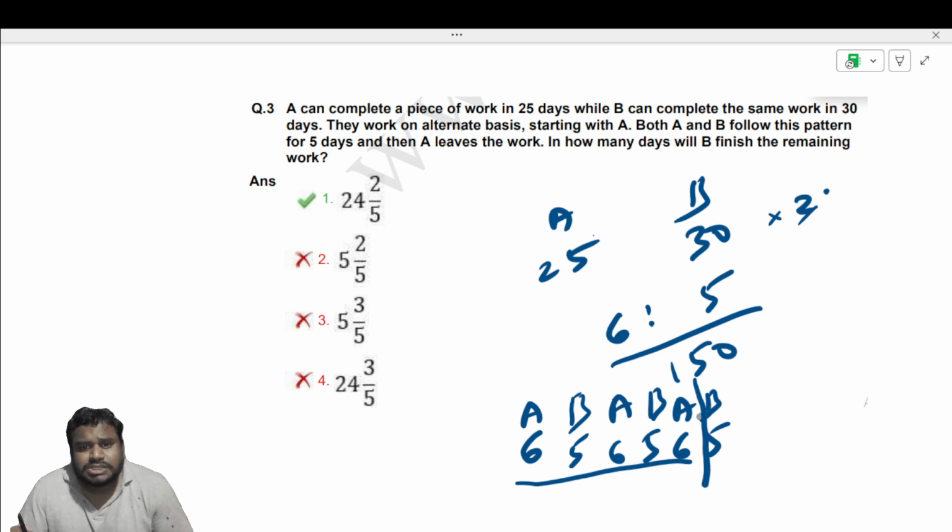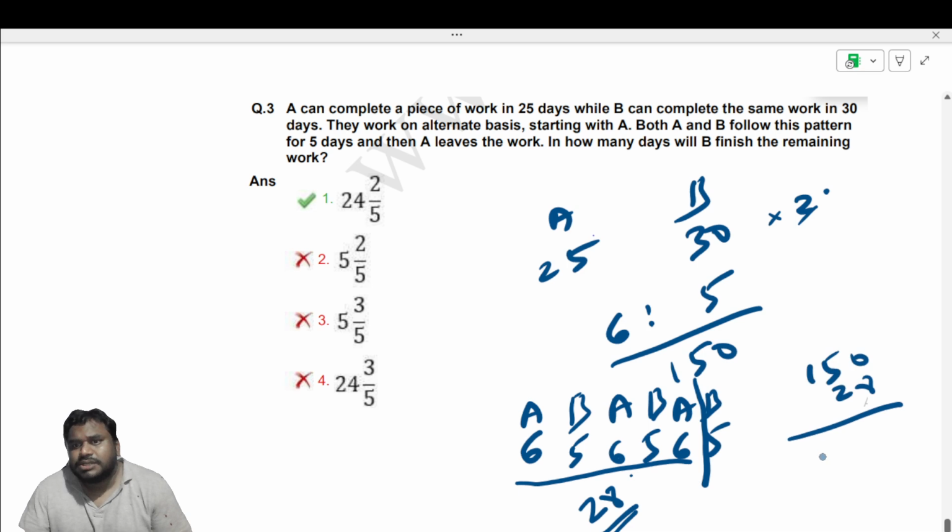So then how much work is done? 11, 11, 22, 22 plus 6, 28 is completed. So out of 150, once 28 is completed, A left the work. So when A left the work, how much is left? 150 minus 28, then it is 122. So 122 is the work remaining, and this should be done by B alone.